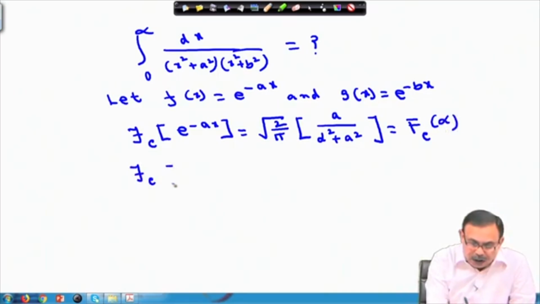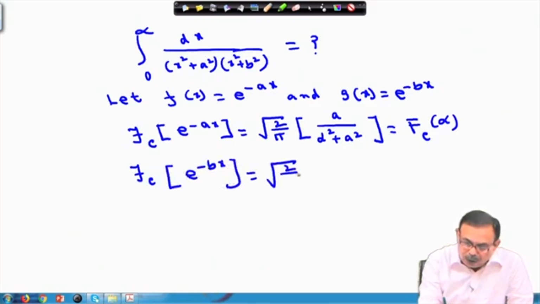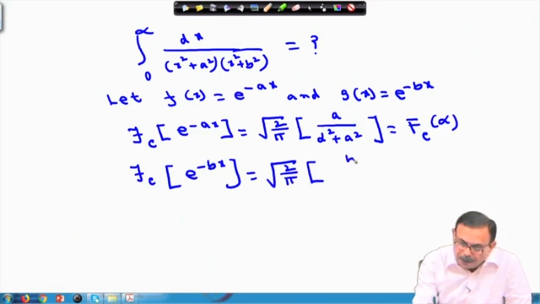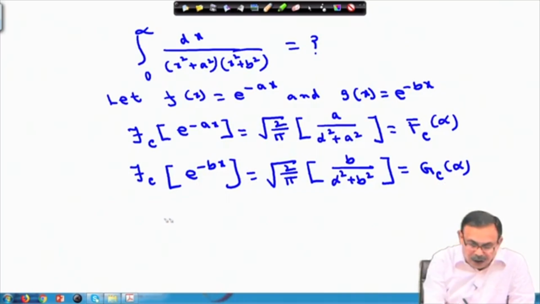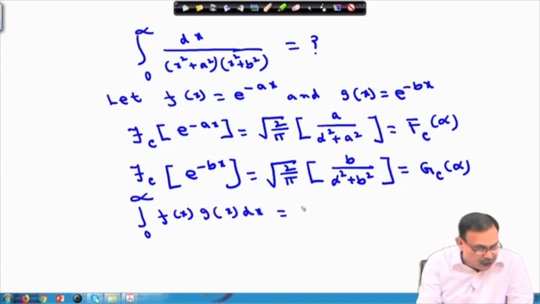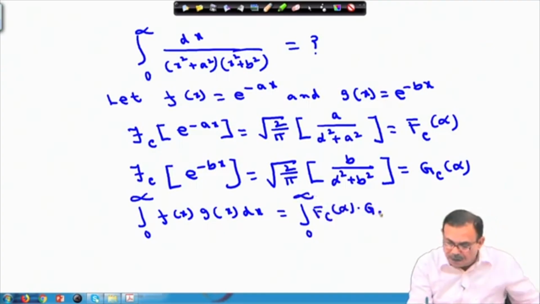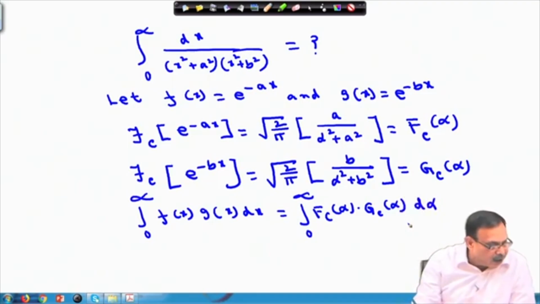Similarly, the Fourier cosine transform of e power minus b x is also root over 2 by pi into b by alpha square plus b square, which we write as g c of alpha, the Fourier cosine transform of the second function. Now, you have this integral 0 to infinity f x g x dx equals 0 to infinity f c of alpha into g c of alpha into d alpha. Already from the last theorem we have done this.